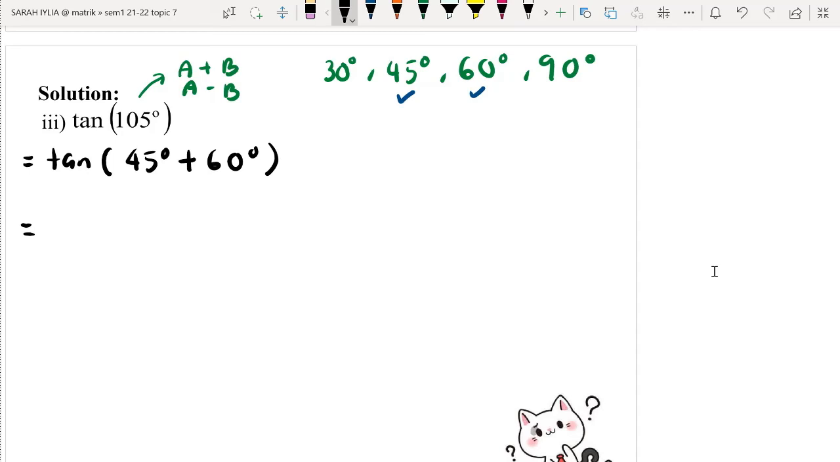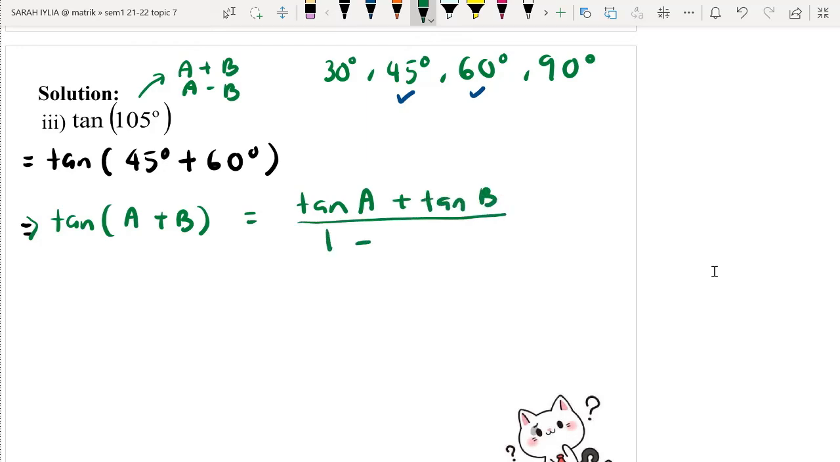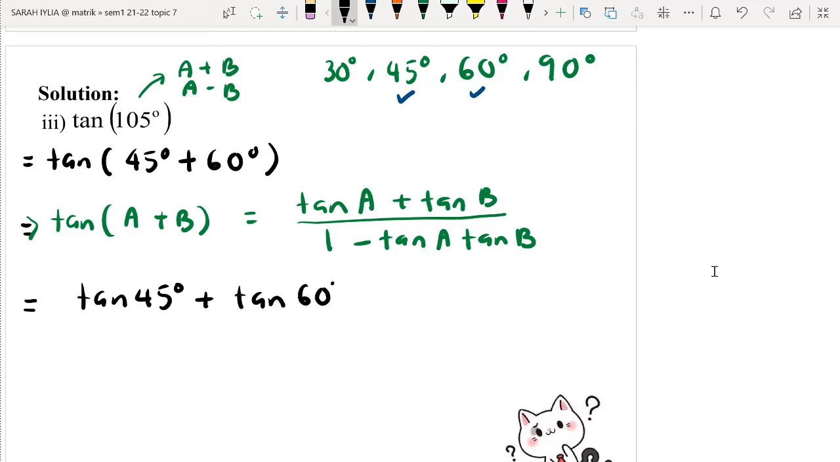Mulalah saya salin dulu formula dia. Okay. If we have tangent of A plus B, this will be equal to tangent A plus tangent B divided by 1 minus tangent A times tangent B. So substitute 1 by 1 now. We will get tangent A, so tangent 45 plus tangent 60 divided by 1 minus tangent 45 times tangent 60.